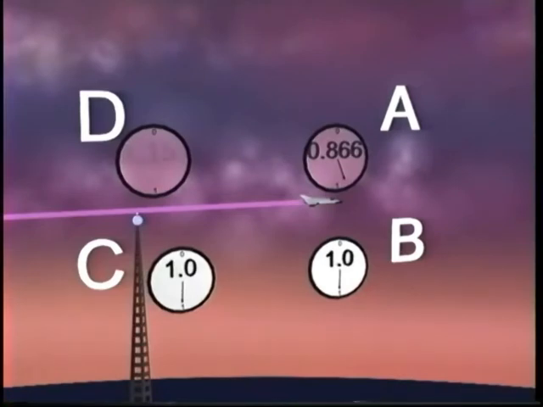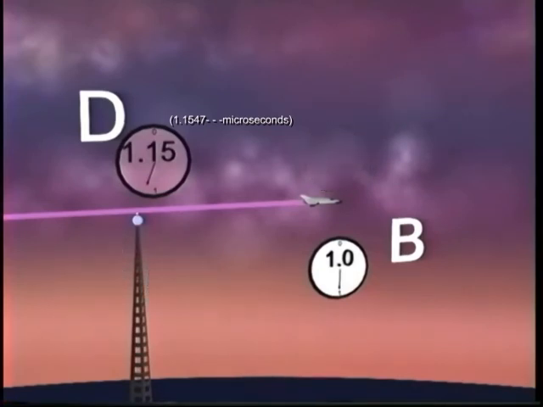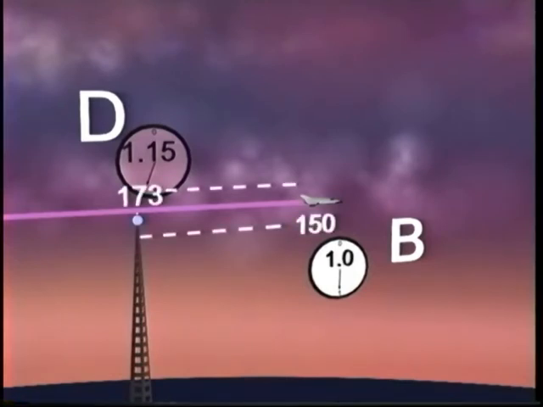Well, if that's so, then the tower must have appeared to have moved, as seen from the spacecraft of course, 173 meters, as given by distance equals velocity times time. Now notice the amazing result. The 173 meters in the spacecraft frame exactly matches 150 meters in the ground frame. Thus, a meter in the spacecraft is shorter than a meter on the ground.